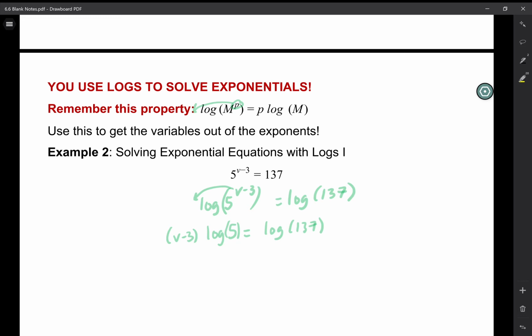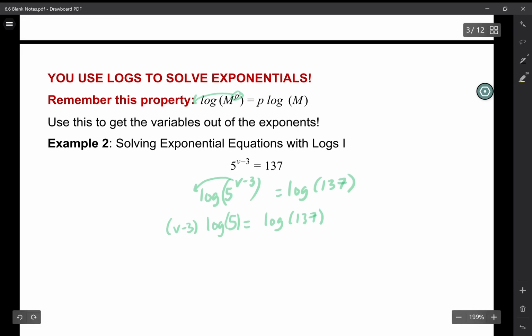It's about equal to negative 0.77, but it's just a number. And so we can just treat it like a number to solve these equations. If this was just 5 times v minus 3 equals 137, we would just divide off 5. So we're going to do the same thing with log of 5. Divide it off. Treat them like numbers. They are numbers.